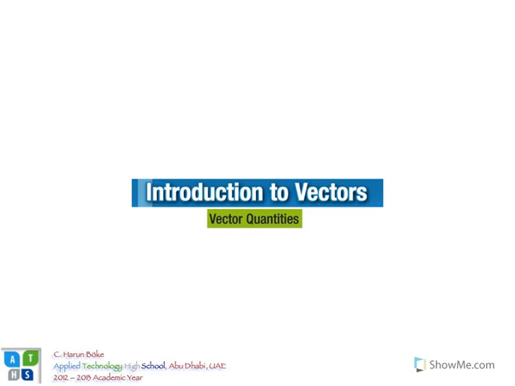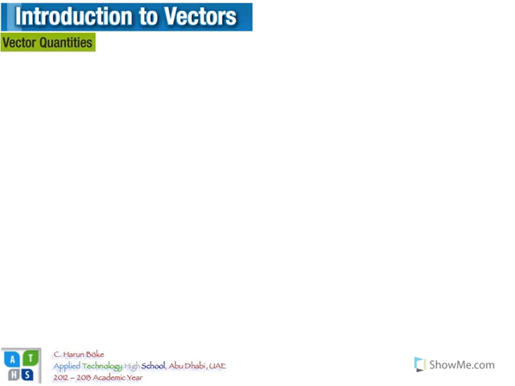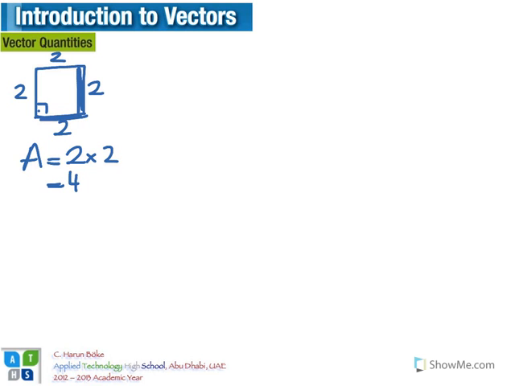In this video, we are going to talk about vectors and vector quantities. Now, suppose that we have a square with the sides being 2 centimeters. To calculate the area, all we have to do is multiply the adjacent sides, 2 times 2. And this is 4 centimeters squared.